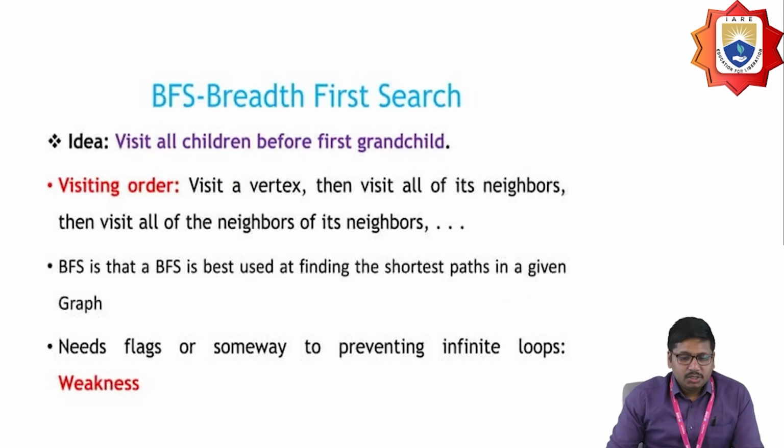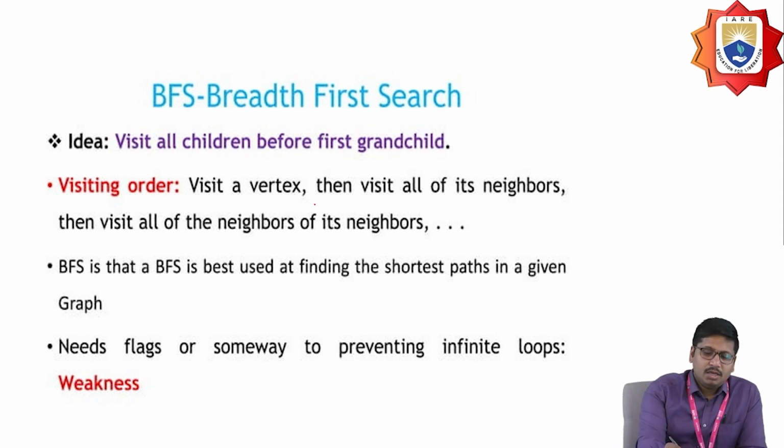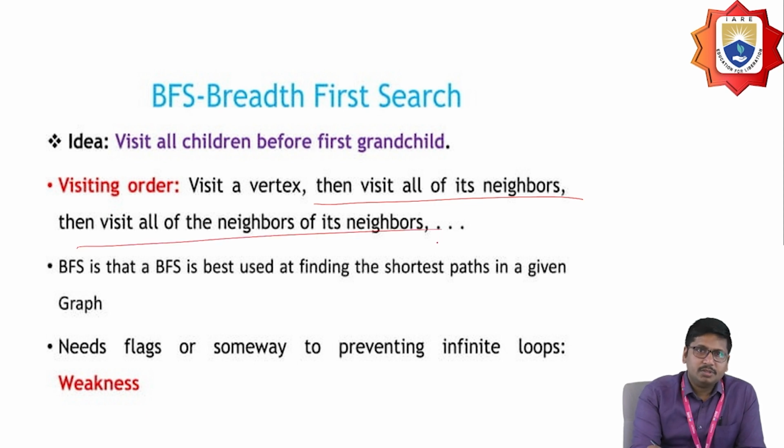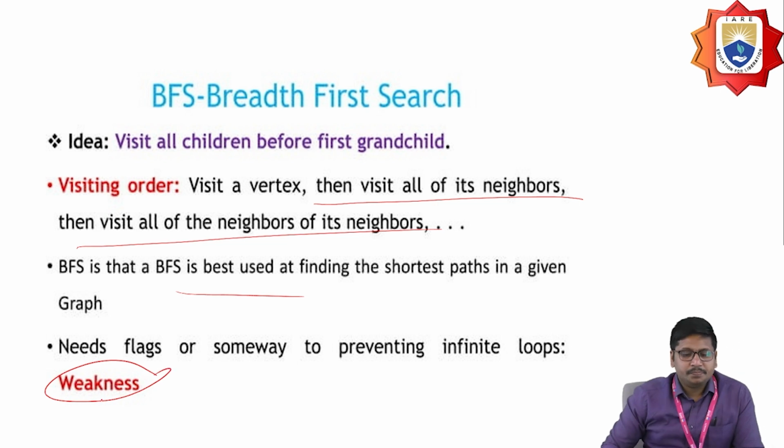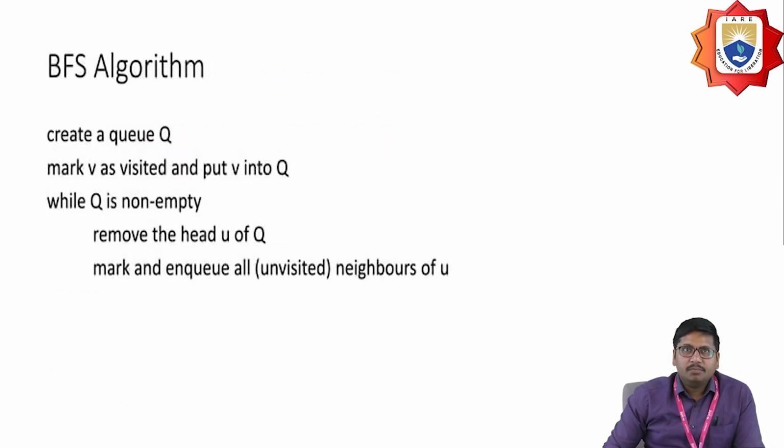BFS is breadth first search. Visit all the children before the first grandchild. The visiting order is: first visit the vertex, visit all its neighbors, and then visit all the neighbors of those neighbors. This is the path you follow for implementing BFS. BFS is best when used to find the shortest path in the given graph. You also need a flag or marker to prevent an infinite loop, which is a weakness here. And this is the BFS algorithm.